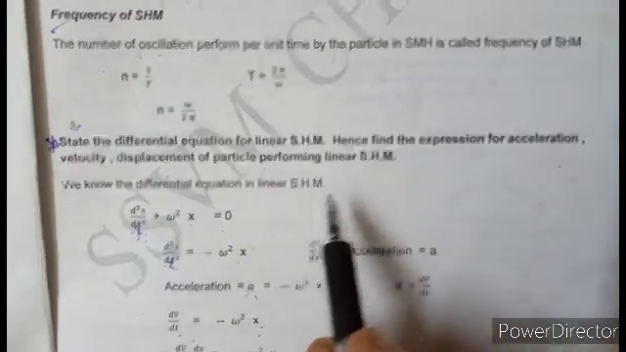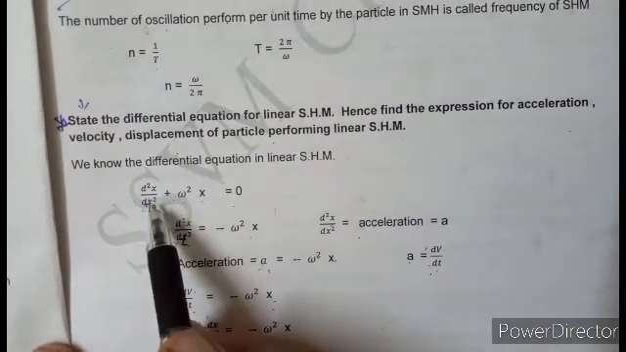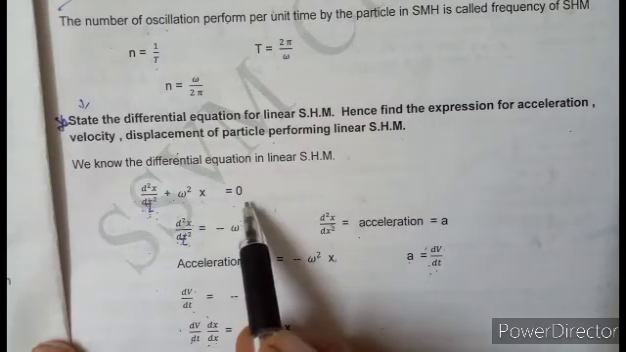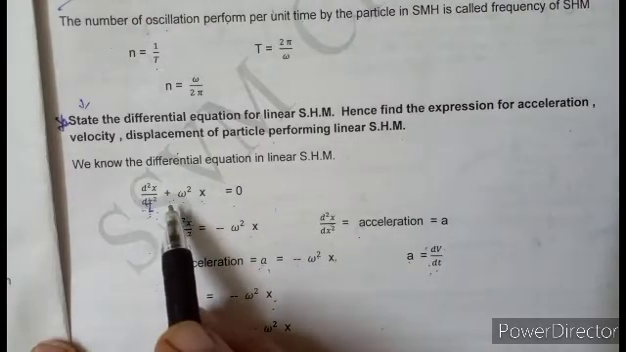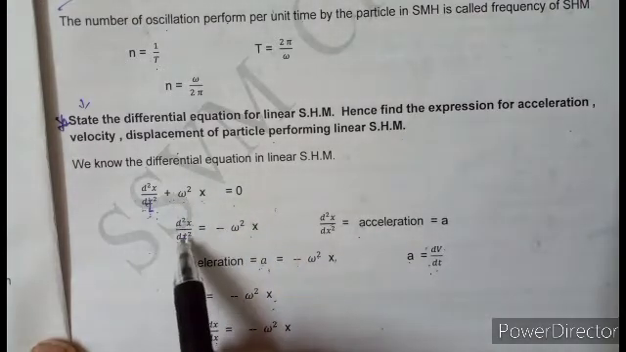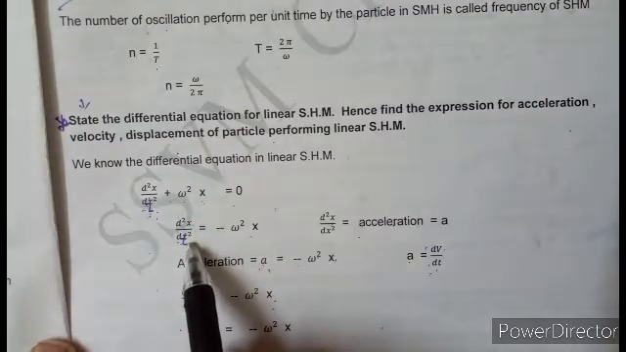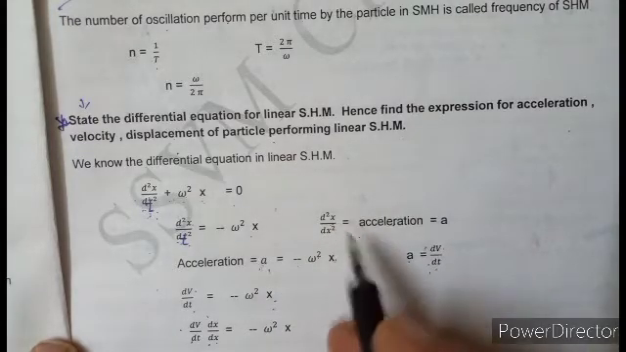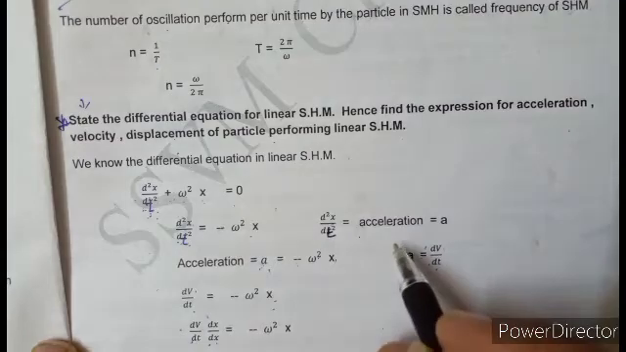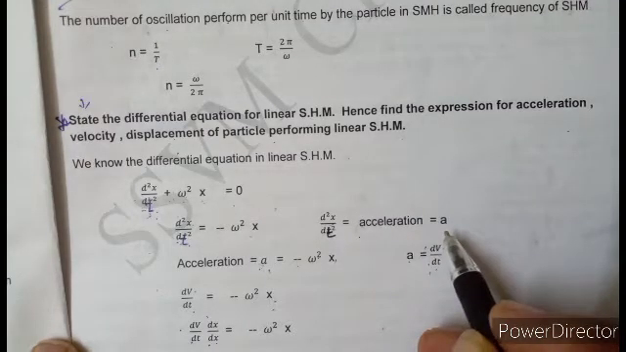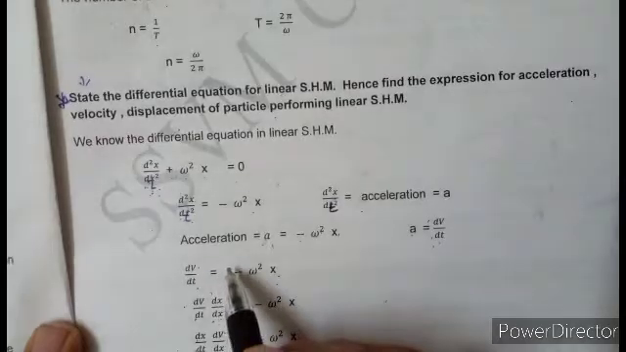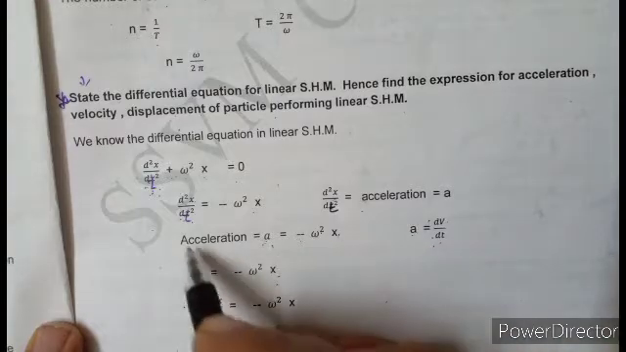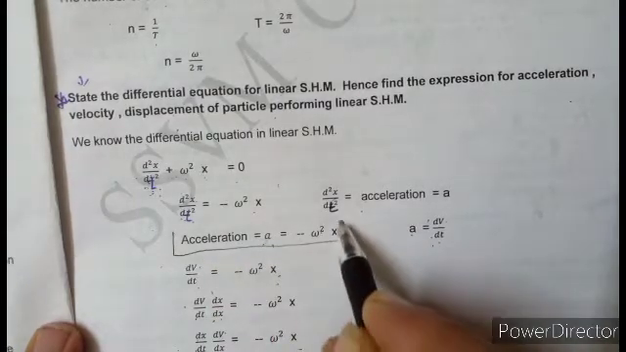We know the differential equation in linear SHM, that is d2x by dt square plus omega square x is equal to 0. Shift this plus omega square x to the LHS side, then d2x by dt square is equal to minus omega square x. This d2x by dt square is nothing but acceleration, denoted by a. So acceleration a is equal to minus omega square x. So we get the first equation as acceleration.